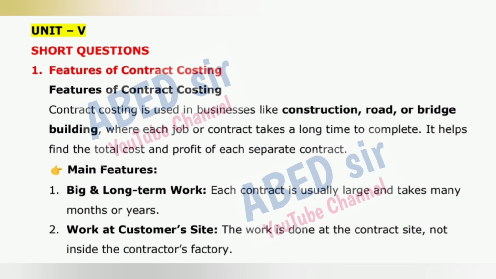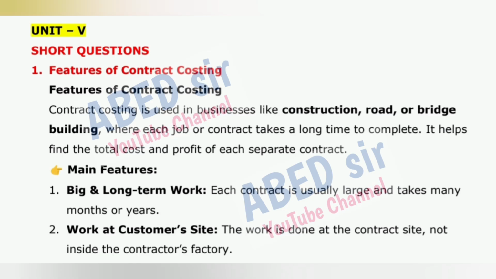Contract costing is used in businesses like construction, road or bridge building, where each job or contract takes a long time to complete. It helps find the total cost and profit of each separate contract. Main features. 1. Big and long-term work. Each contract is usually large and takes many months or years.